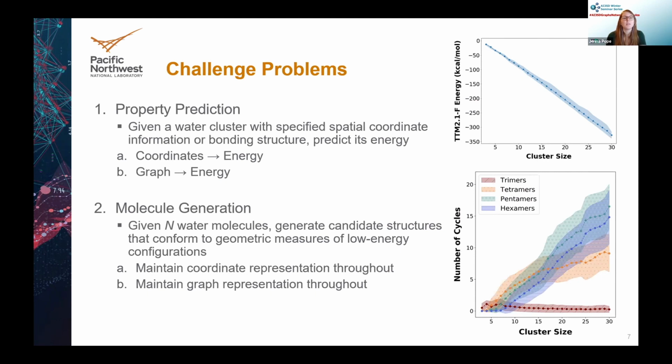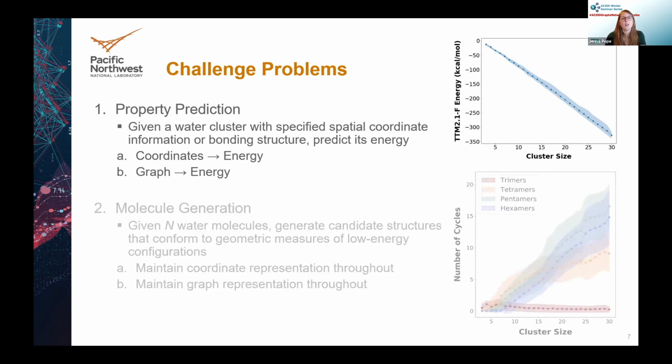And then the second challenge is molecule generation. So given a certain cluster size of N water molecules, can we generate new structures that conform to certain geometric measures? As shown in this graph here, we can see the number of cycles will change as the cluster size changes. So first, let's talk about property prediction specifically.